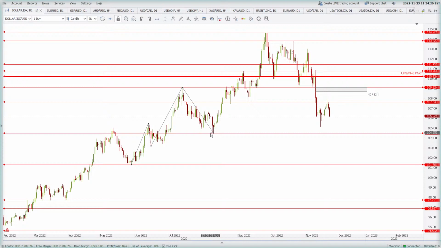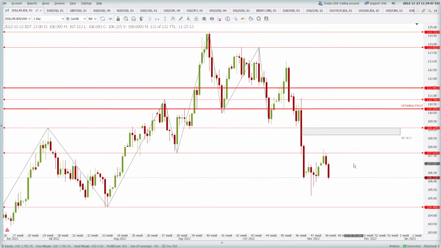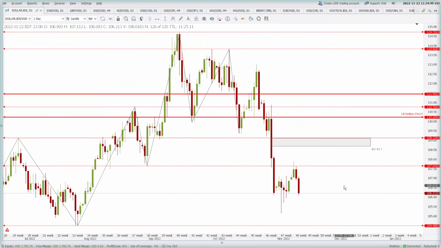All right. So here the market structure broke. From here you should be looking for the selling opportunities, and now we are looking for the selling opportunity in this market actually. All right guys, the market is in a sell mode already for the dollar.